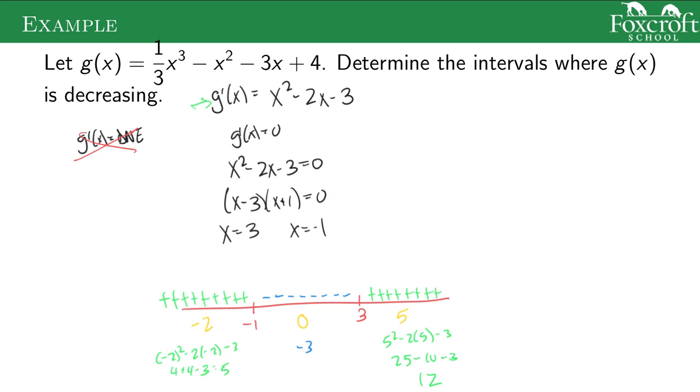So now I know my derivative is positive to the left of -1, negative between -1 and 3, and positive after 3. And now I can finally answer my question: when is my function decreasing? My original function is decreasing when my derivative is negative, so my answer is -1 to 3. If I was asking when your function was increasing, it's when your derivative is positive, so you get these 2 different intervals for your answer.